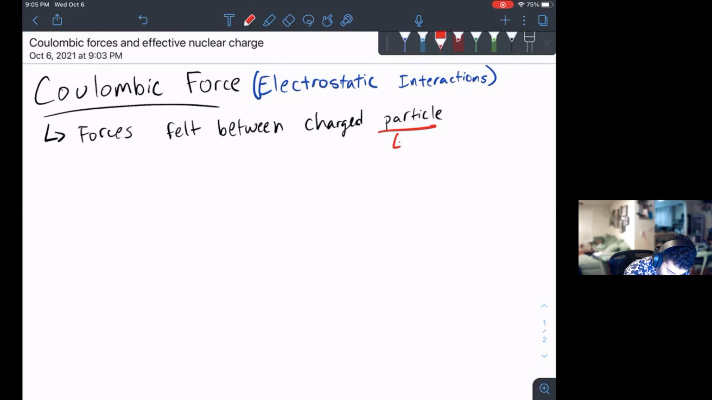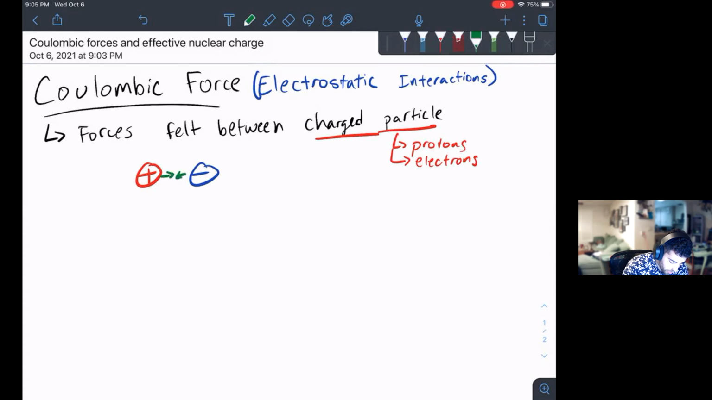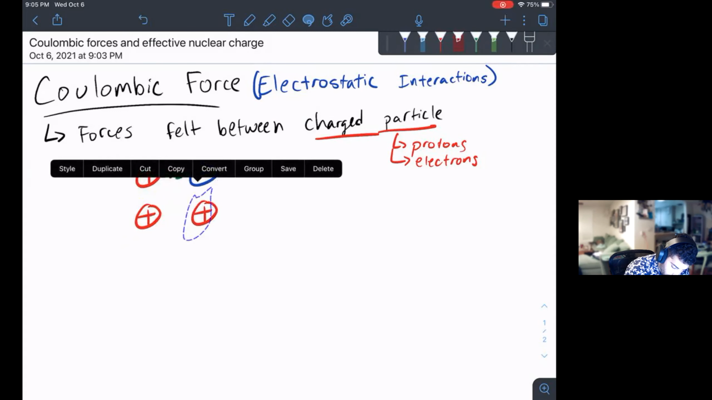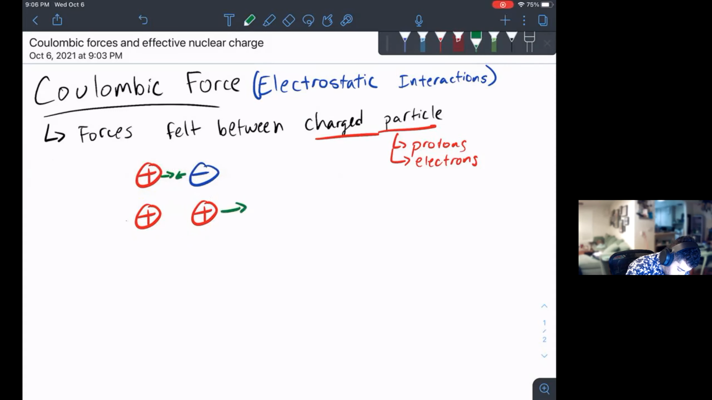Right now, we're generally thinking about protons, and I should have charge in there. Protons and electrons. That's what we're going to be mainly talking about when we talk about charged particles. And so we generally have a positive and a negative charge. Most people understand that when you put these two together, they attract. Now we may also have a positive and a positive charge. In that case, they will repel.